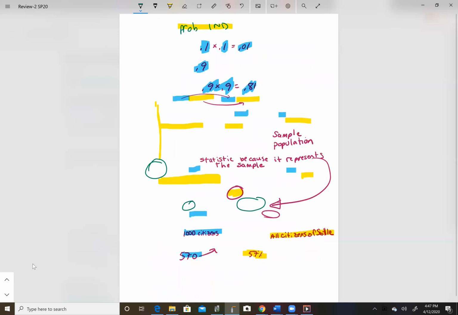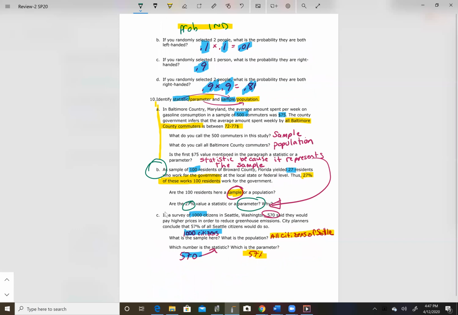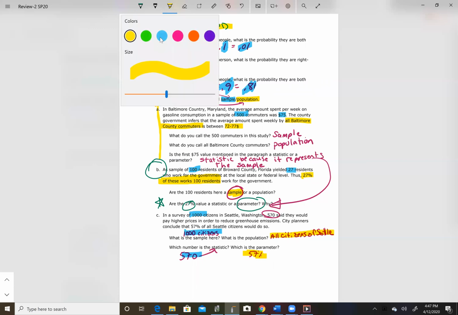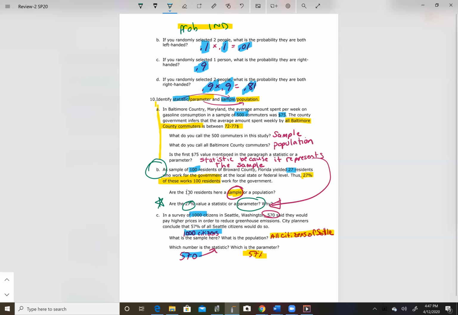Back up, there was one other question here. 10C, or no, sorry, 10B, I even have it circled. This 27, I would take either parameter or statistic. The reason why I changed it in the first place was because of what I underlined in yellow here, and I'll do it again in blue this time so you can see. Whoops.